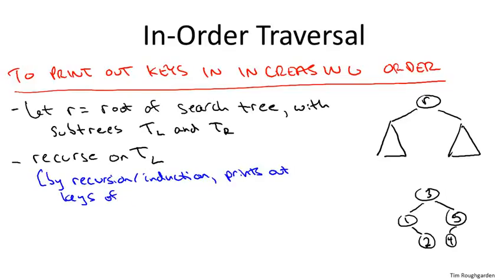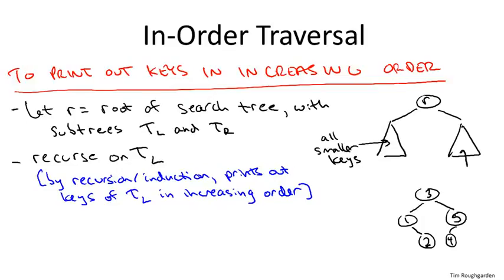So by the magic of recursion, or if you prefer induction, recursing on T sub l is going to accomplish printing out all of the keys in T sub l in increasing order, from smallest to largest. Now that's pretty cool, because T sub l contains exactly the keys that are smaller than the key at the root. Remember, that's the search tree property. Everything smaller than the root's key has to be in the left subtree. Everything bigger than the root's key has to be in its right subtree. So in our concrete example, this first recursive call is just going to print out the keys 1 and then 2.